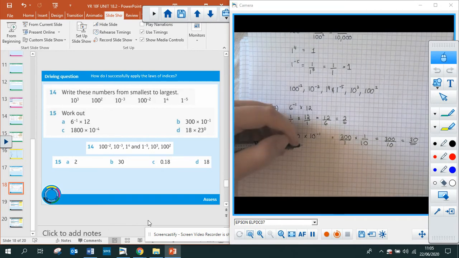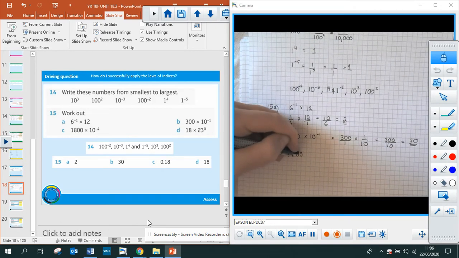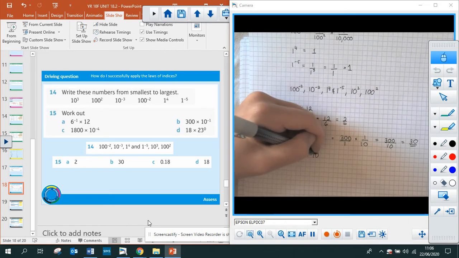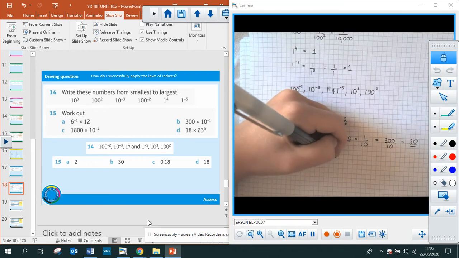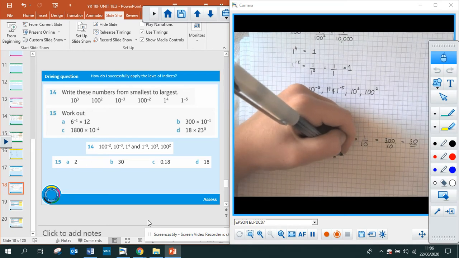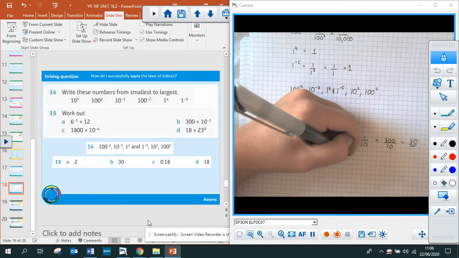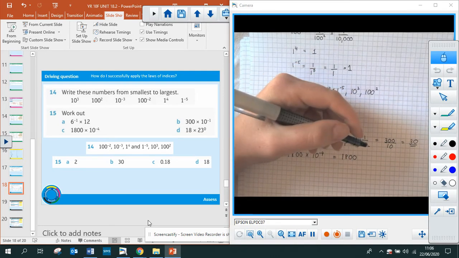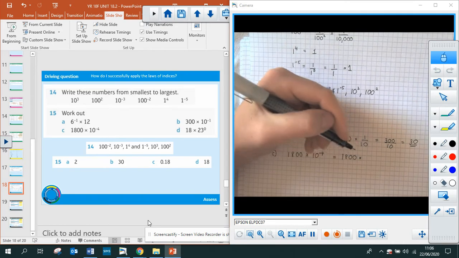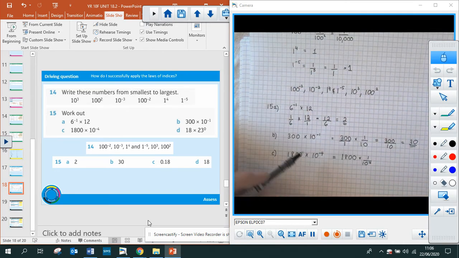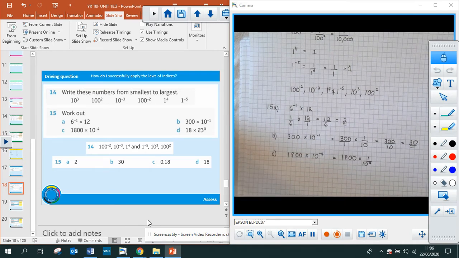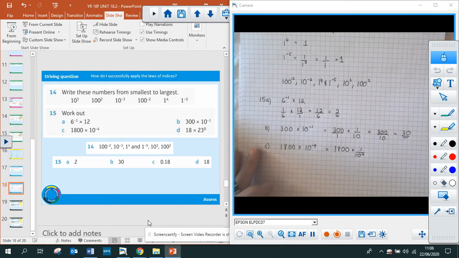C, we have 1,800 times 10 to the power of negative 4. So that leaves us with 1,800 times 1 over 10 to the power of 4. Now, these last questions, they are standard form, but we haven't looked at that yet, so I'm not going to go through the rules for those. I'll just try and talk you through how to do it the long way around, okay?